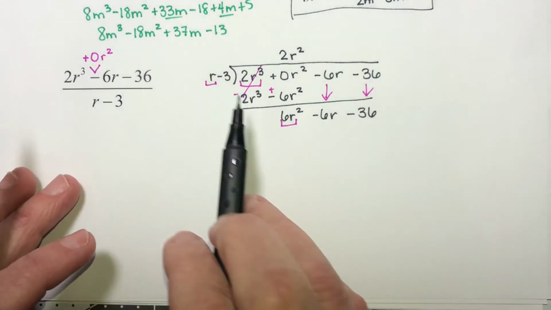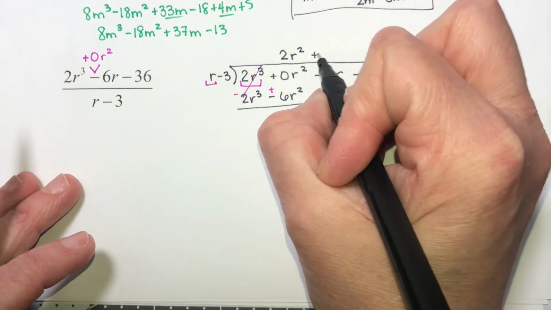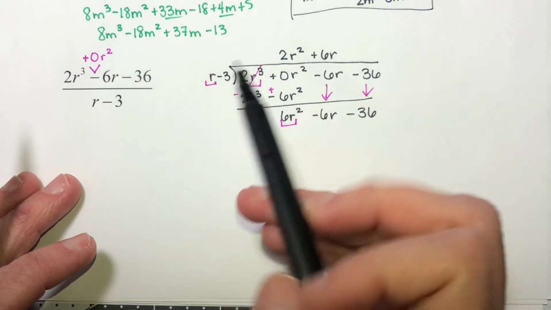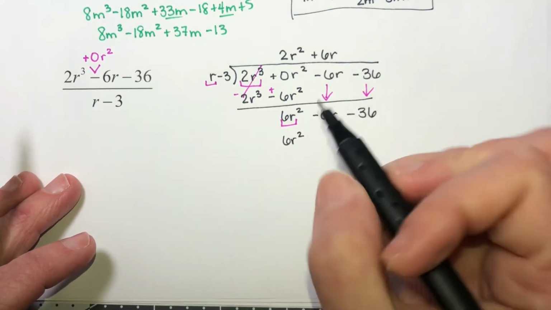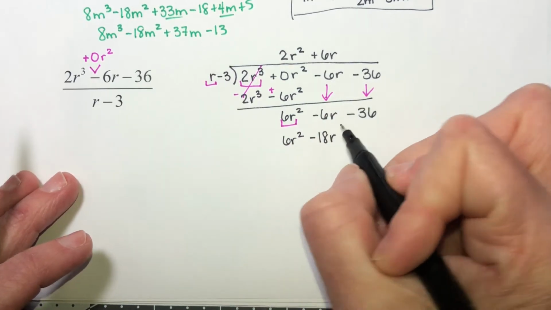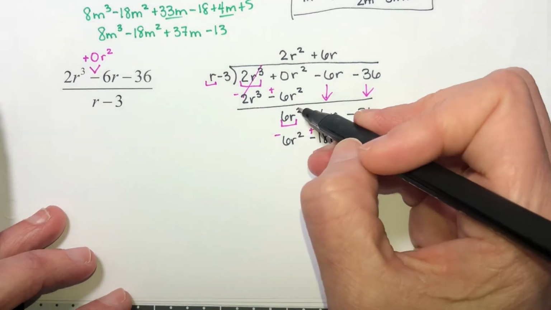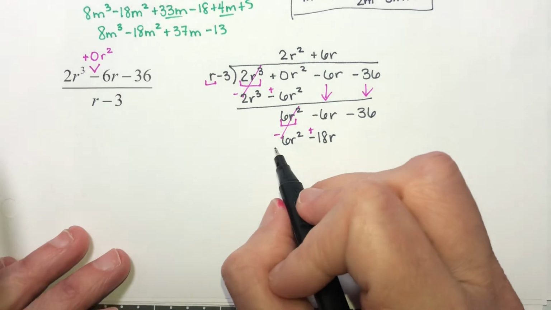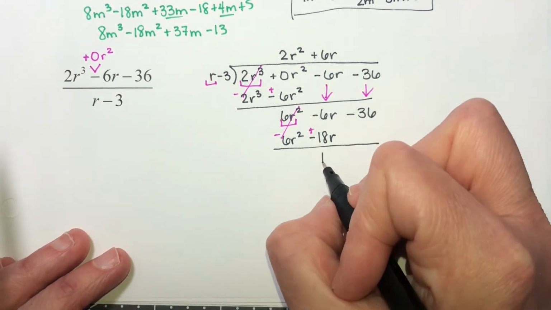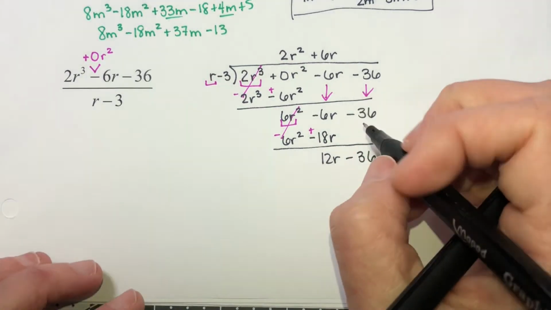I want the r to become a 6r squared, so I should multiply it by a 6 and an r, so plus 6r. Take the 6r and distribute. 6r times r is 6r squared. 6r times negative 3 would be minus 18r. Change your signs because it's subtraction. Your first term will cancel. Negative 6r plus 18r is positive 12r. And then bring down the minus 36.